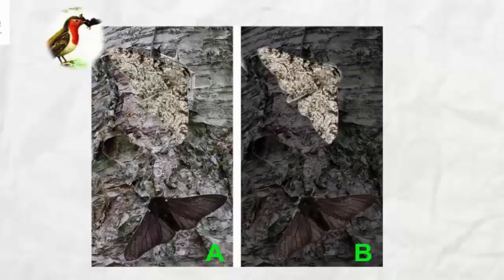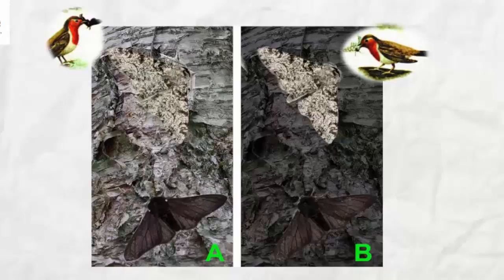Now you can see here the image B shows you the tree trunk which is covered by soot. Under these conditions, you can see that the typical moth, the moth with the pale colored wings, is easily distinguishable against the dark background. And the dark moth, the carbonaria, is not distinguishable. Hence, at this period, the typical moth was the easy prey for birds.